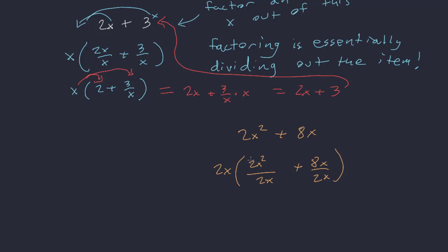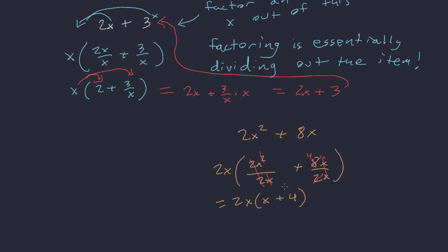In this case, the 2's cancel and the x cancels with one of these, and here the 2 cancels with the 8 and leaves a 4, and the x's cancel. And so we're left with the 2x times x plus 4. And that's what we would have gotten if we just factored like normal. So factoring is technically dividing everything.